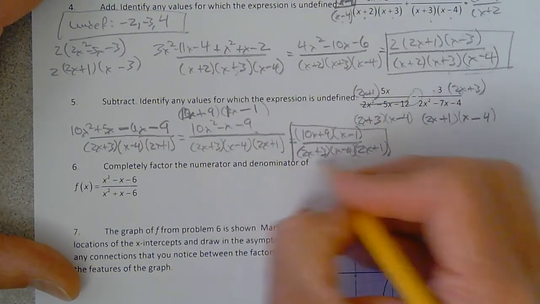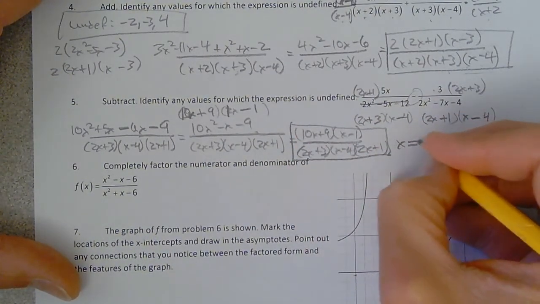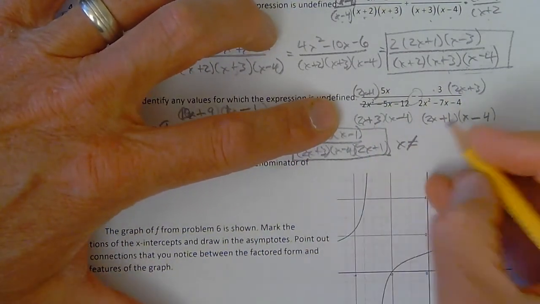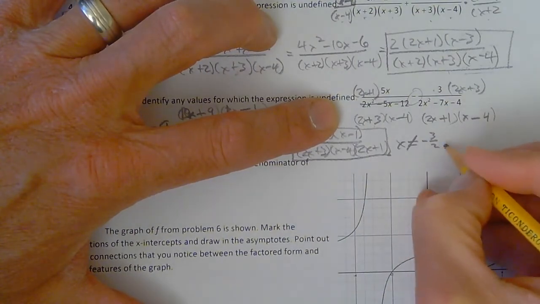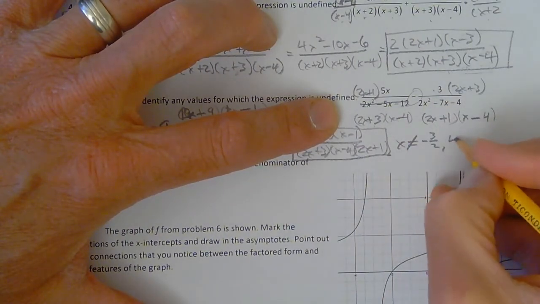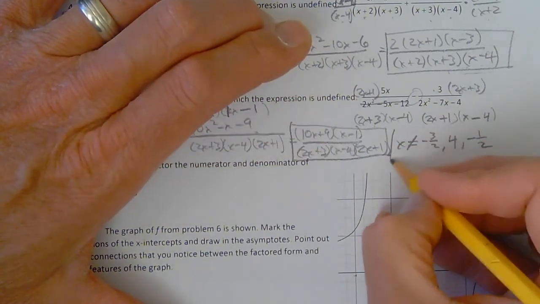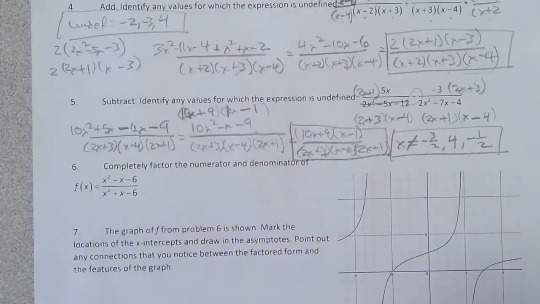That is the answer. And we can say that x cannot be equal to, because of this piece right here, x cannot be negative 3 over 2. X cannot be positive 4, and it cannot be negative 1/2. So there's kind of the rest of that answer.